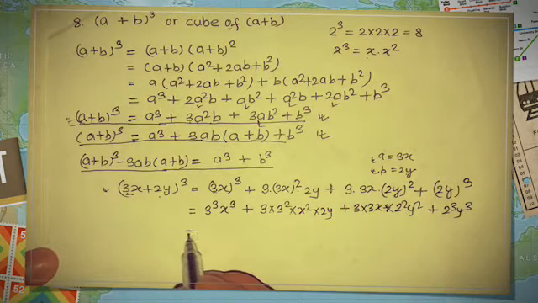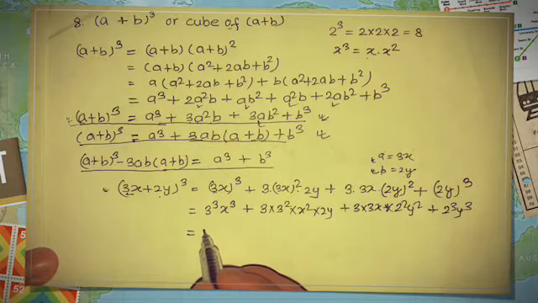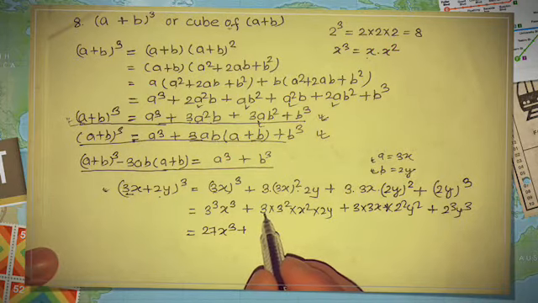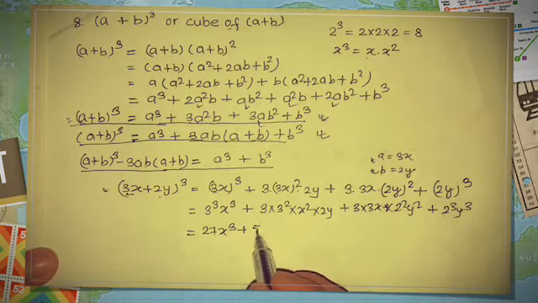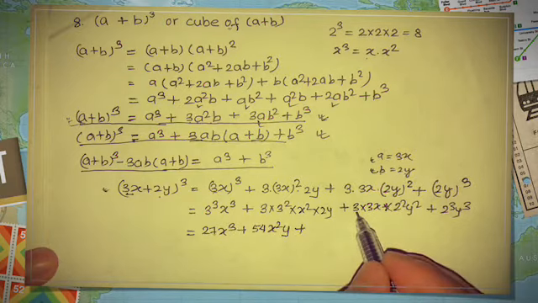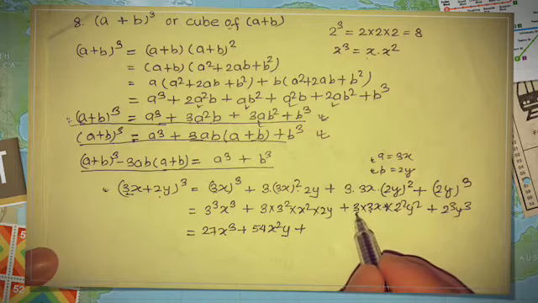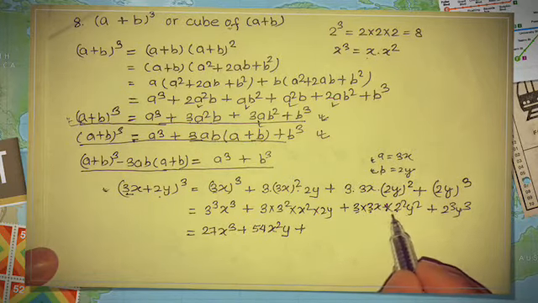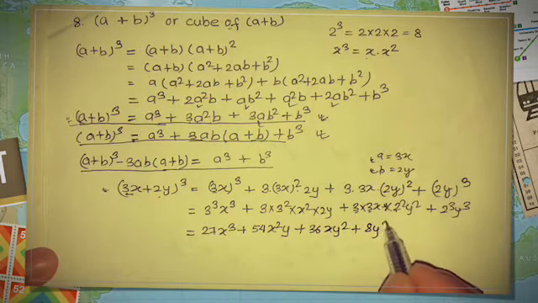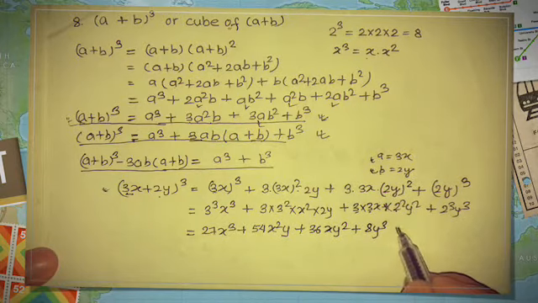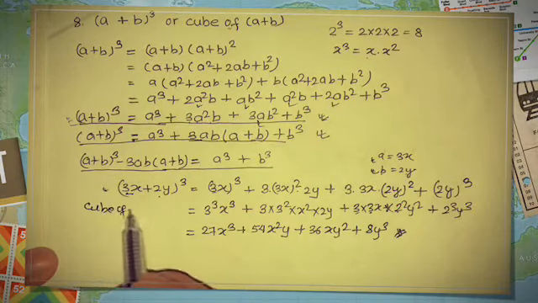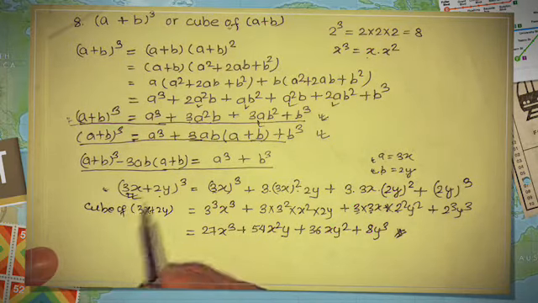Now let's do the simple calculations. 3 to the power 3 is 27x cube, plus here 3 times 3 square, 9, is 27, and 27 times 2 is 54 x square y. And here also, let's first multiply the numbers: 3 times 3 is 9, and here 2 square is 4. So 9 times 4 is 36 xy square, and 2 cube is 8 y cube. This way we have to use the formula to get the expanded form of (3x plus 2y) whole cube.